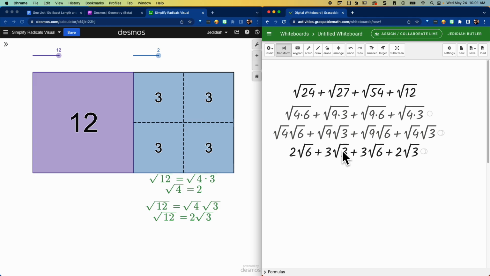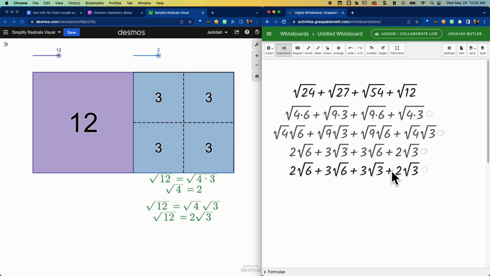Notice that I have square root 3. If I hold down Shift and highlight multiple pieces, I can't combine that here, but I can combine it with this one. Notice that it can go together because the square root of 3's are there, but it can't go with this one. So I'm going to move it over there. I'm going to swap places.